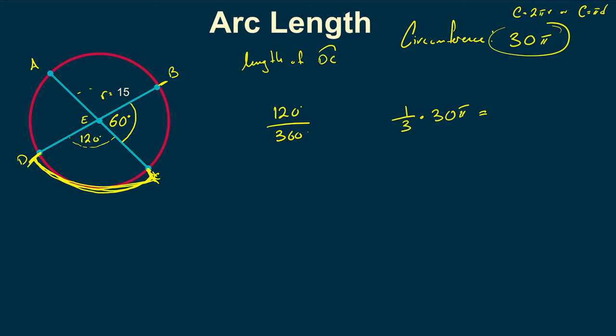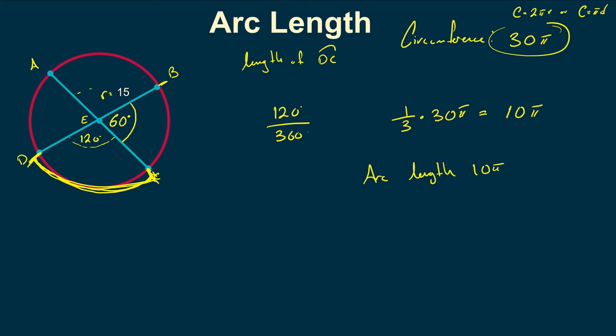And so here, 30 pi times 1/3, the 30 divided by 3 simplifies down to 10 pi. And so the arc length then is 10 pi.